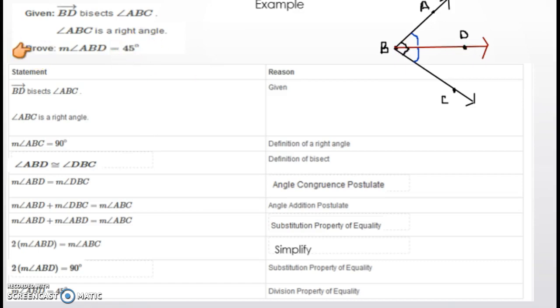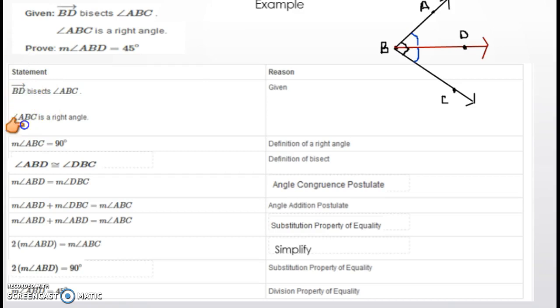So remember, when we're trying to prove something, that step is always going to be our last statement. So notice here on your statements, the measure of angle ABD is equal to 45. So on your proof, you're going to have to fill in the reasons. Remember, the reasons are going to be either something that was given in the problem, a definition, a postulate, a theorem, or properties that we've learned in the past.